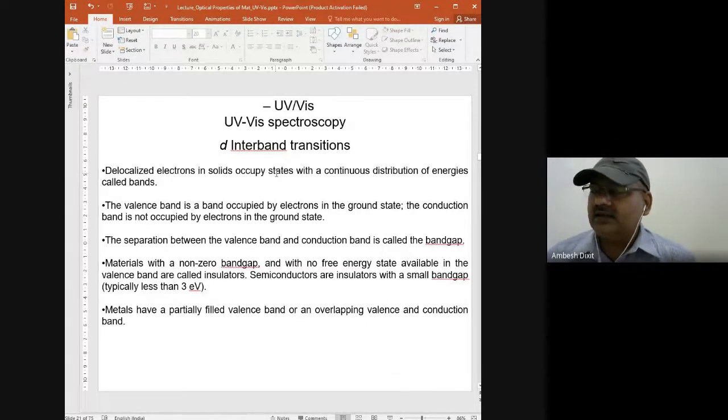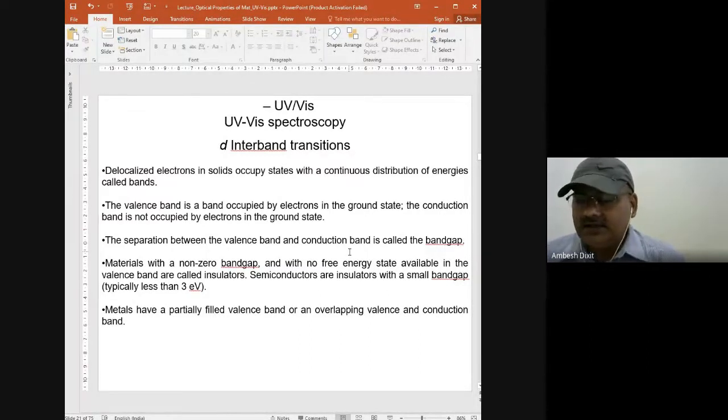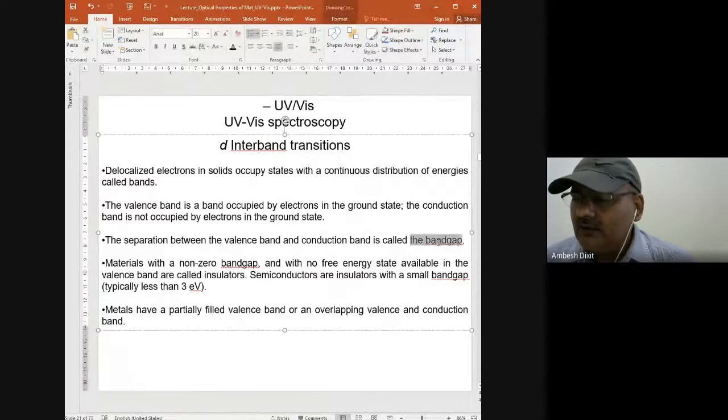This is like a transition from a delocalized electron valence state to a delocalized electron conduction band state. The valence band is occupied by electrons in the ground state and the conduction band is unoccupied in the ground state. The separation between them we call the band gap. That is used to quantify the material, whether it is a metal, a semiconductor, or an insulator. So if I know the value of this band gap, then I can use it to identify.